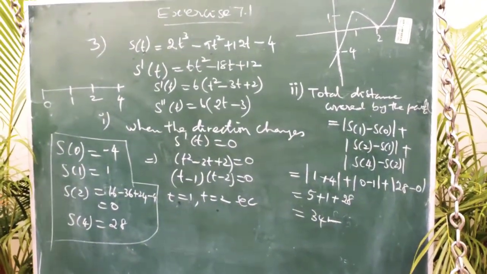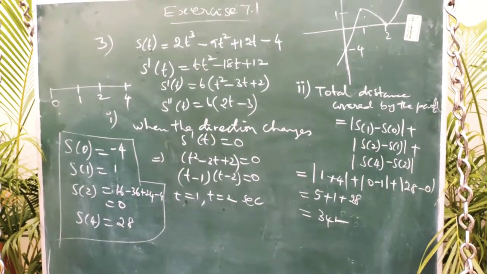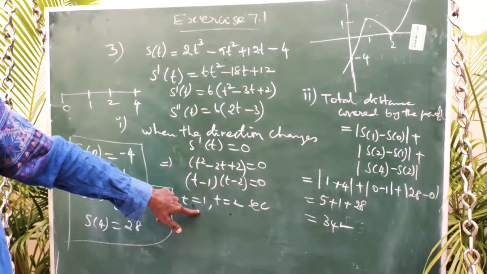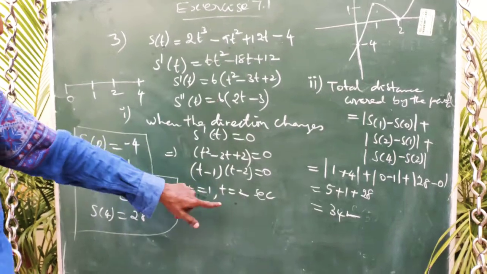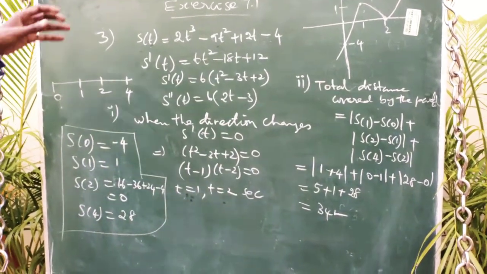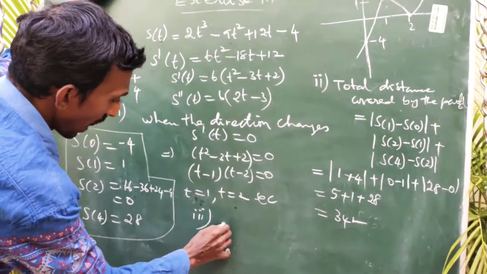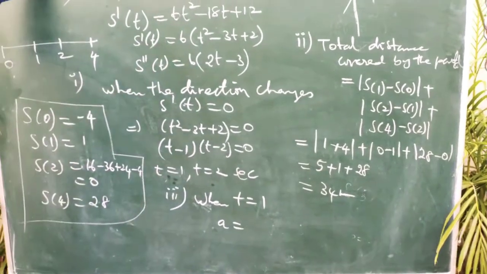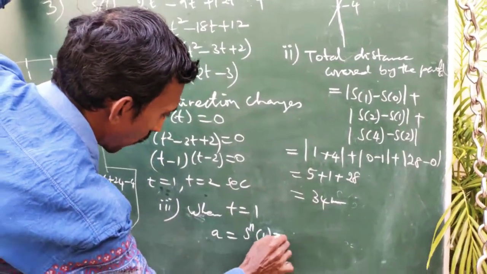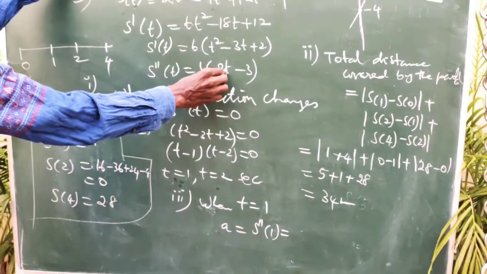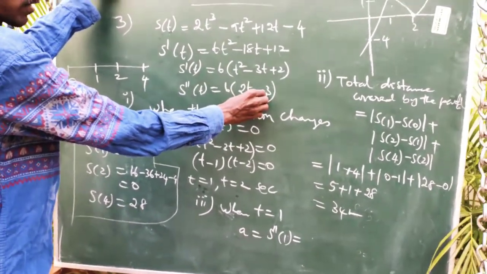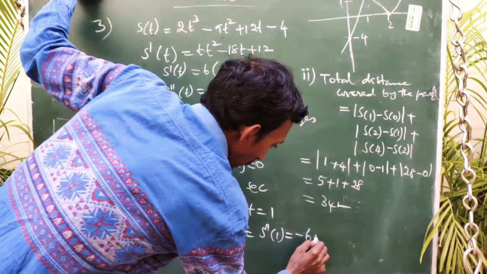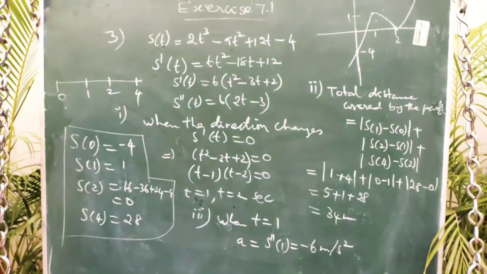The third subdivision is also present. What is the third subdivision? The acceleration of the particle when velocity is 0. Already in the first subdivision, when t equals 1, velocity is 0, and when t equals 2, velocity is 0. Our aim is to find the acceleration when t equals 1: a equals s double dash of 1. So put t equal to 1 here: 2 minus 3 minus 1, minus 1 into 6, minus 6. Don't forget the unit, meter per second square.